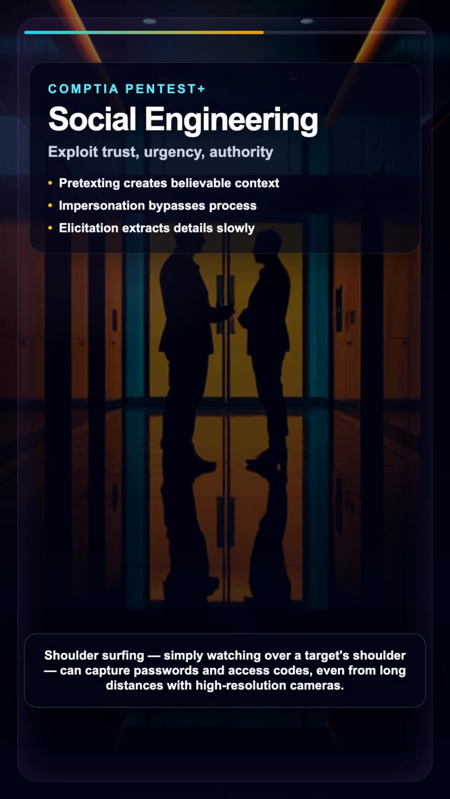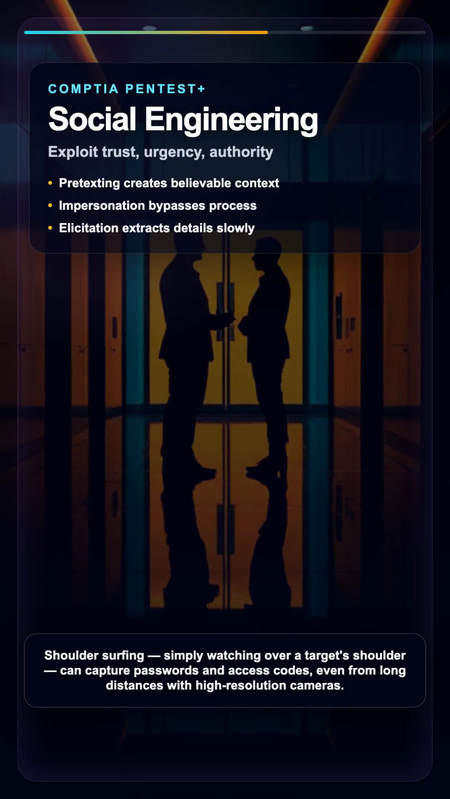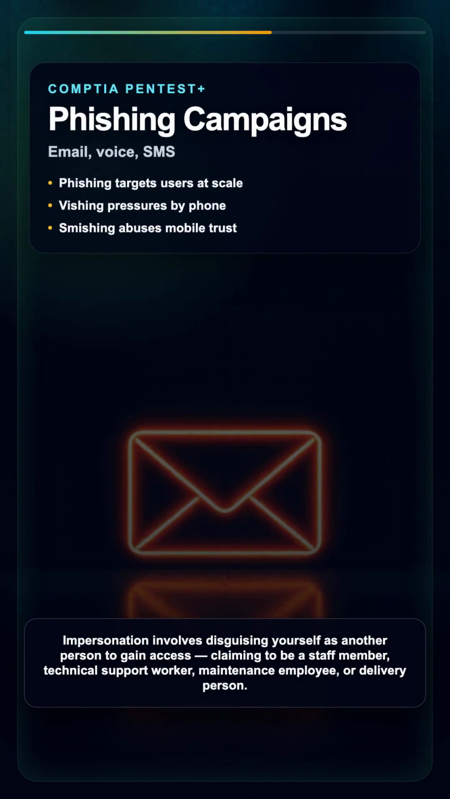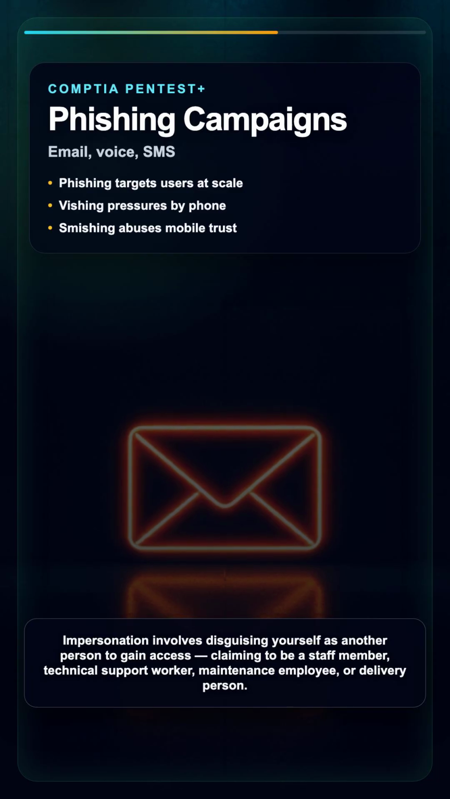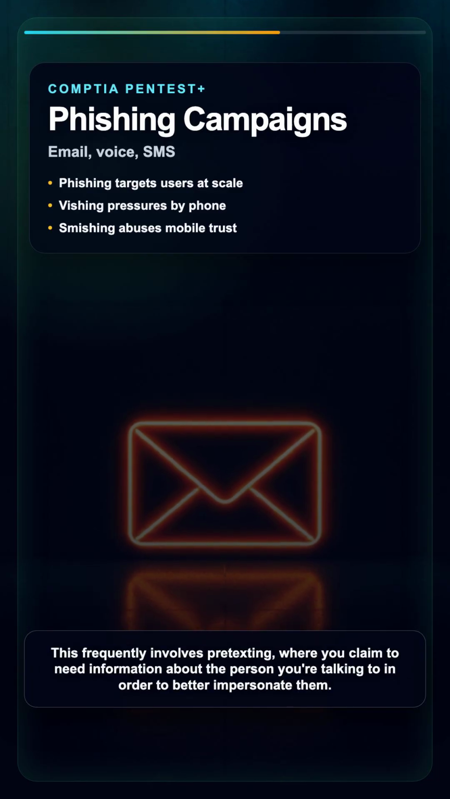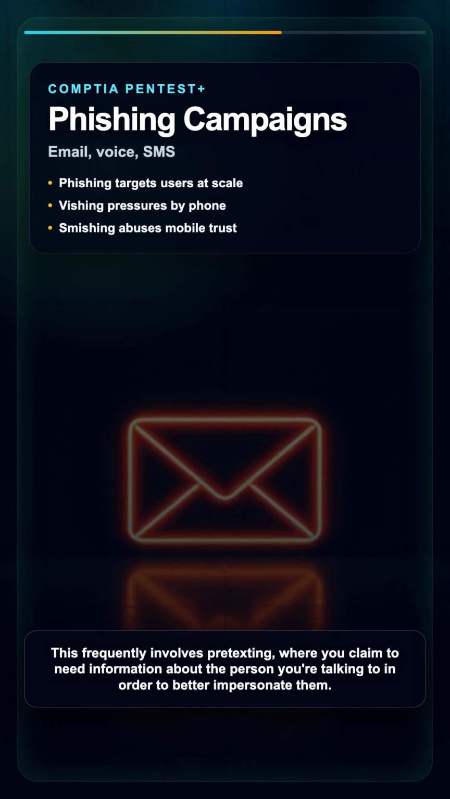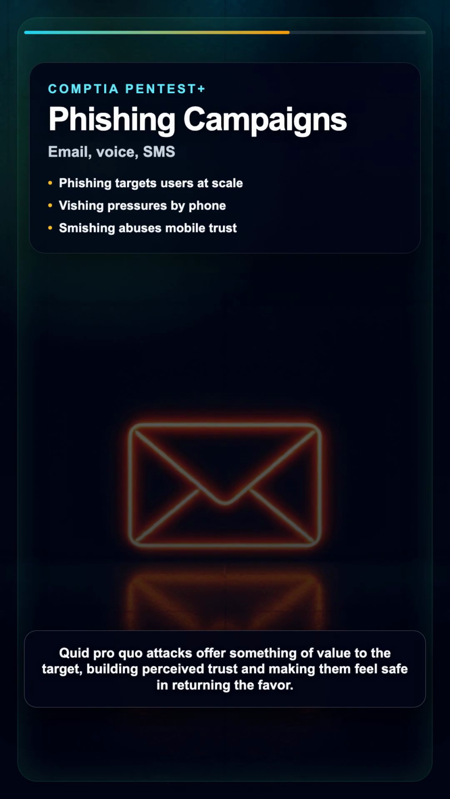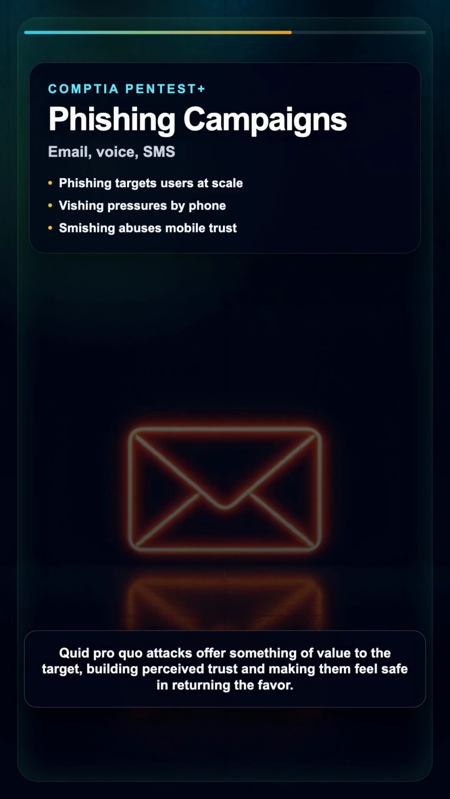Shoulder surfing, simply watching over a target's shoulder, can capture passwords and access codes even from long distances with high-resolution cameras. Impersonation involves disguising yourself as another person to gain access, claiming to be a staff member, technical support worker, maintenance employee, or delivery person. This frequently involves pretexting, where you claim to need information about the person you're talking to in order to better impersonate them. Quid pro quo attacks offer something of value to the target, building perceived trust and making them feel safe in returning the favor.